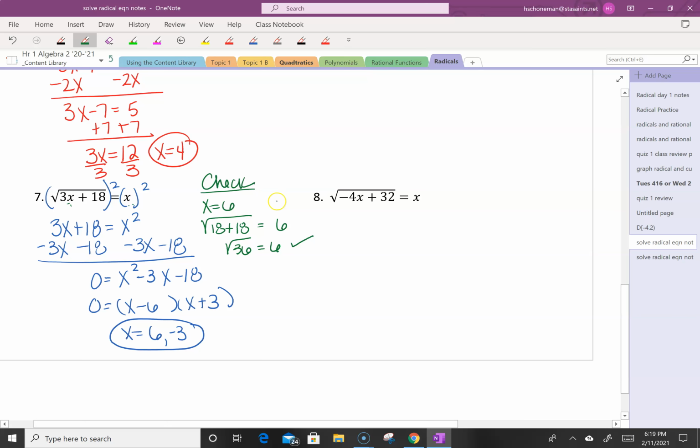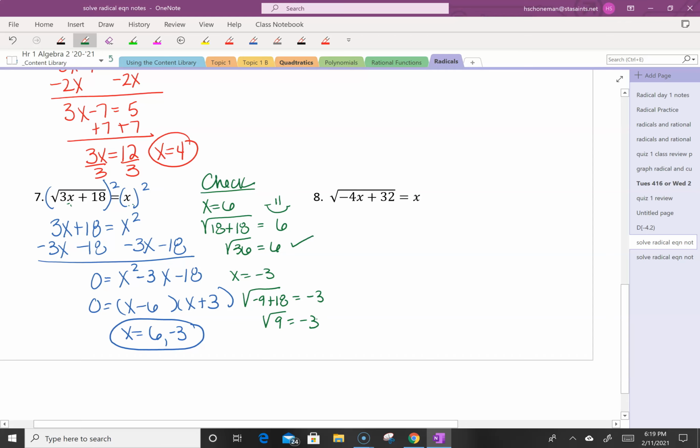That is most definitely true. This one works. Let's try x equals negative 3. So when I do that, 3 times negative 3 is negative 9 plus 18 equals negative 3, so I get square root of 9 equals negative 3.